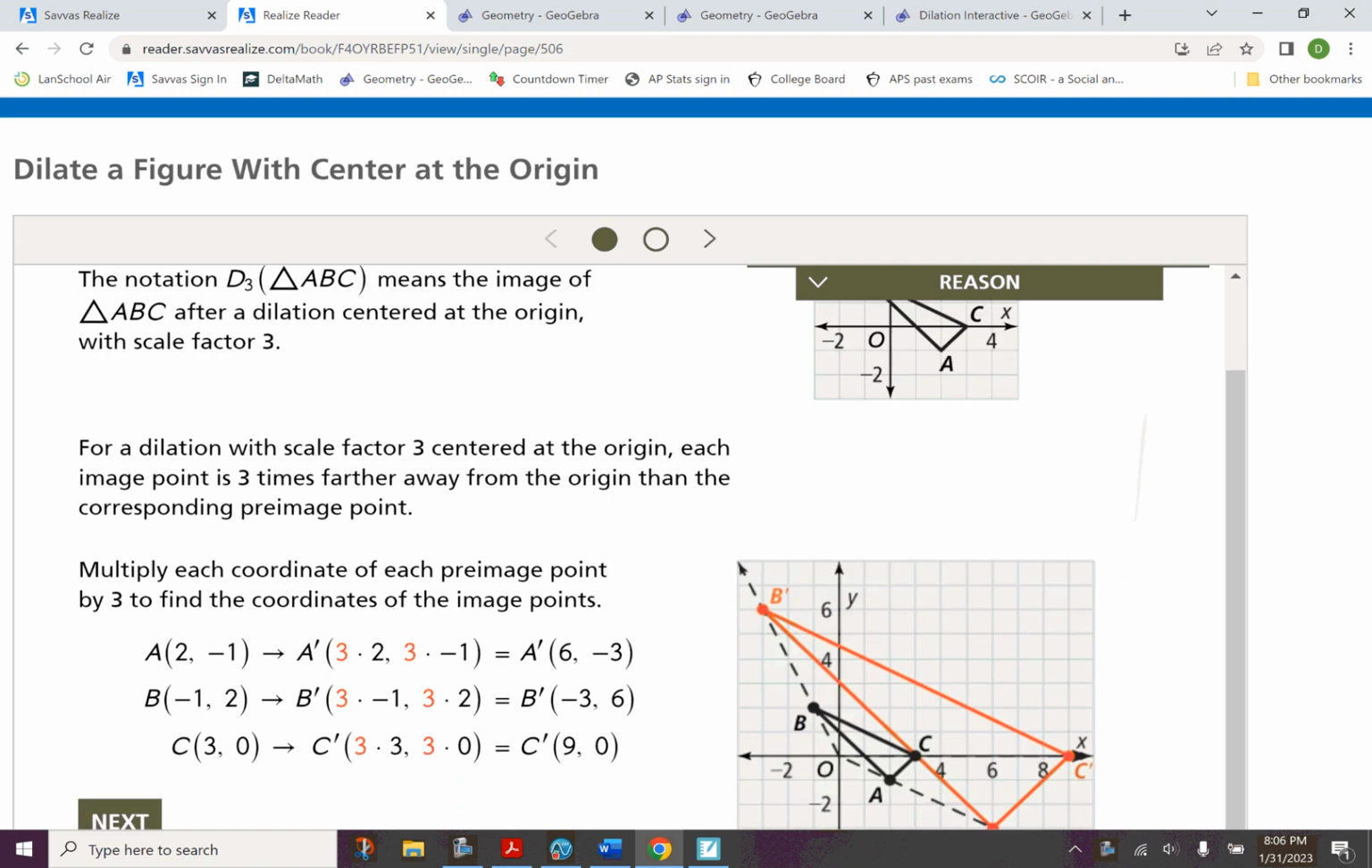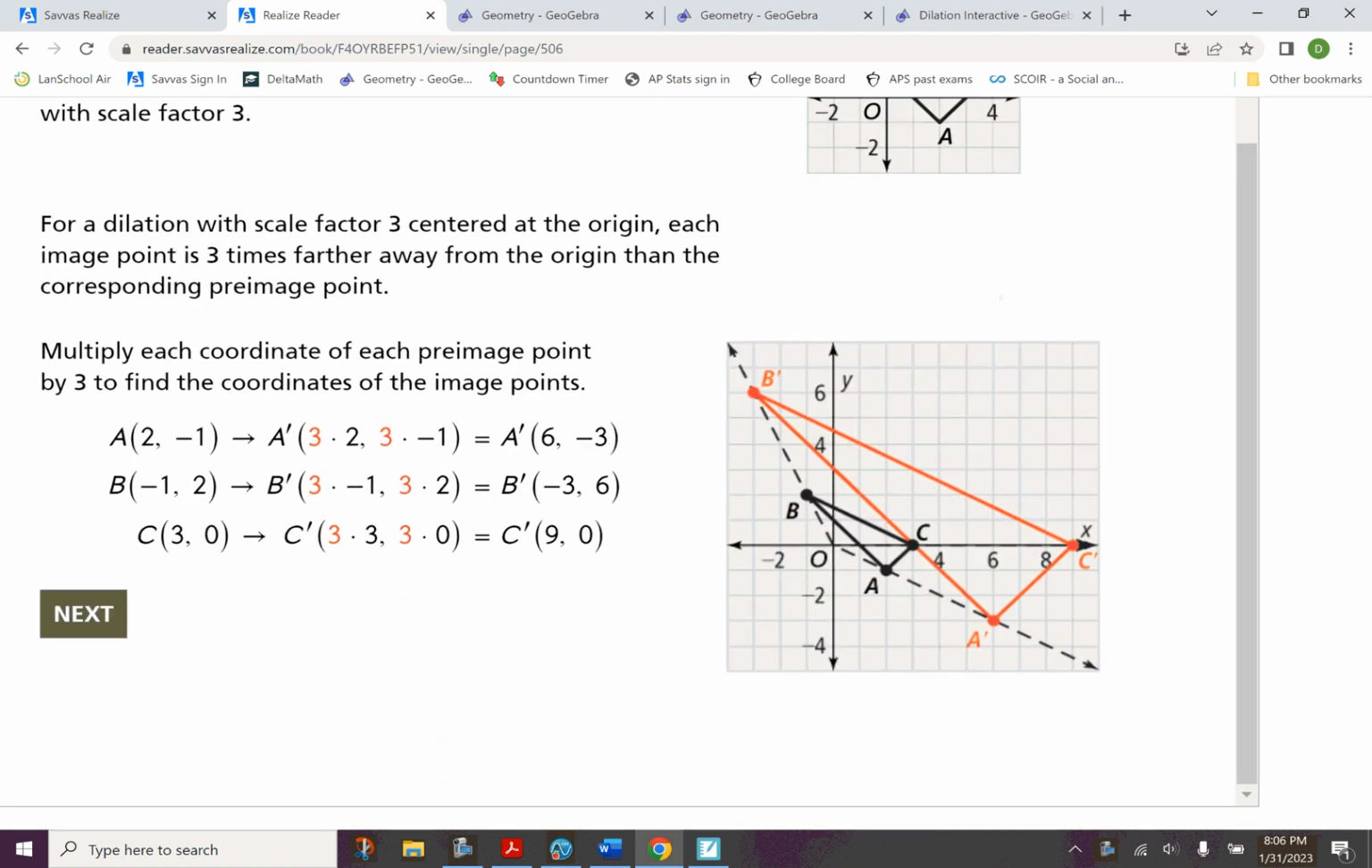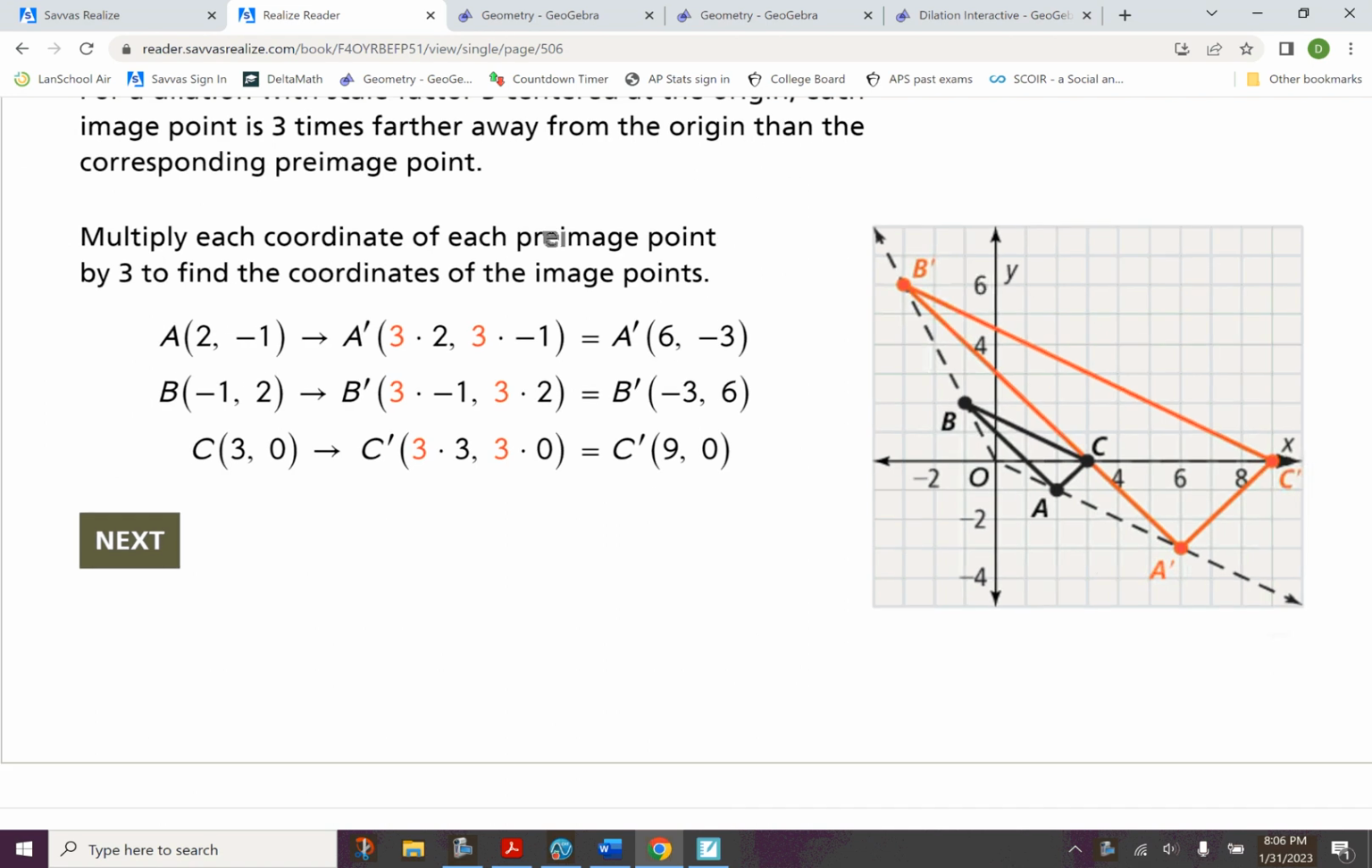So here, if we zoom in on this bigger figure, point A is at 2, negative 1. Point B is at negative 1, 2. And point C, right there on the x-axis, is at 3, 0. Our scale factor here is 3. You multiply every coordinate by 3. That's it.